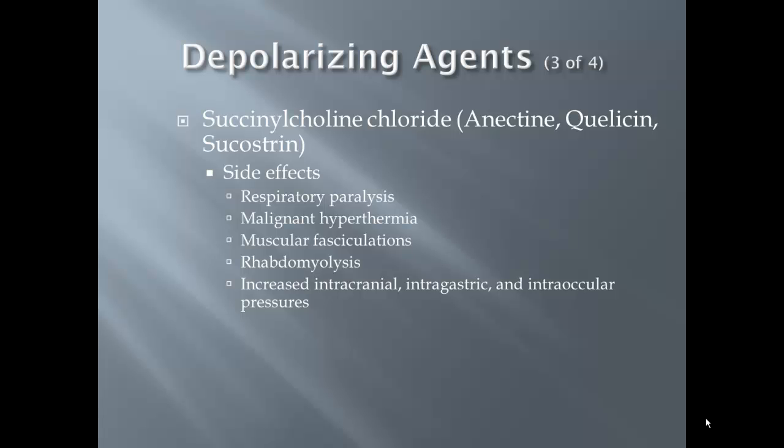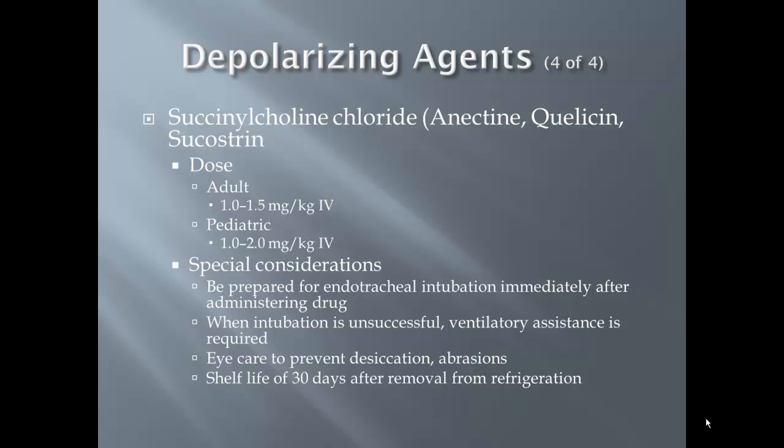Rhabdomyolysis, for those of you wondering what that is, breakdown of muscle fibers leads to the release of the contents or myoglobin in the blood, and this can cause complications. Myoglobin will clog up any filtering organ, kidneys, liver, spleen. Dosing on Sux is going to be 1 to 1.5 milligrams per kilogram IV. In the pediatric patient, like I said, you'll have to use a little more, 1 to 2 milligrams per kilogram IV.